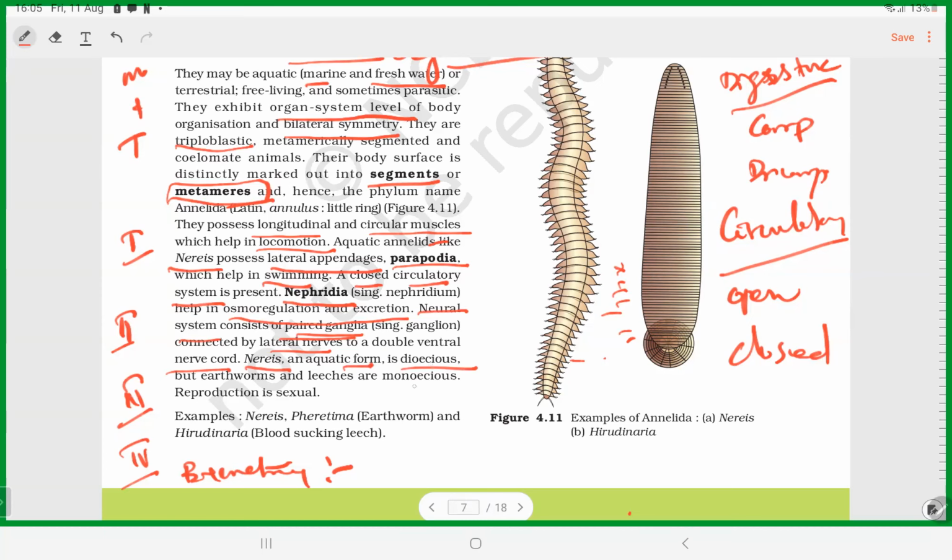Unisexual conditions, like separate sexes, they show. That's a very important thing. But not all segmented worms have separate sexes; some organisms like earthworms and leeches do not show separate sexes. They are hermaphrodites. Anyway, the reproduction is sexual. Examples are Nereis, Pheretima, and Hirudinaria. So they are the important organisms under these segmented worms.